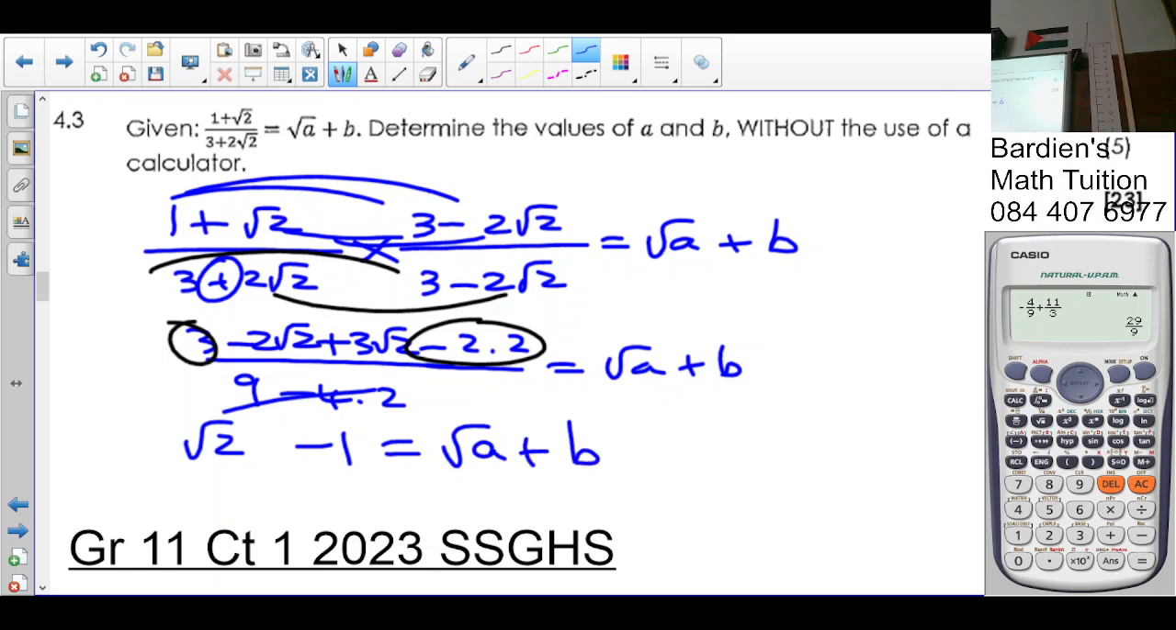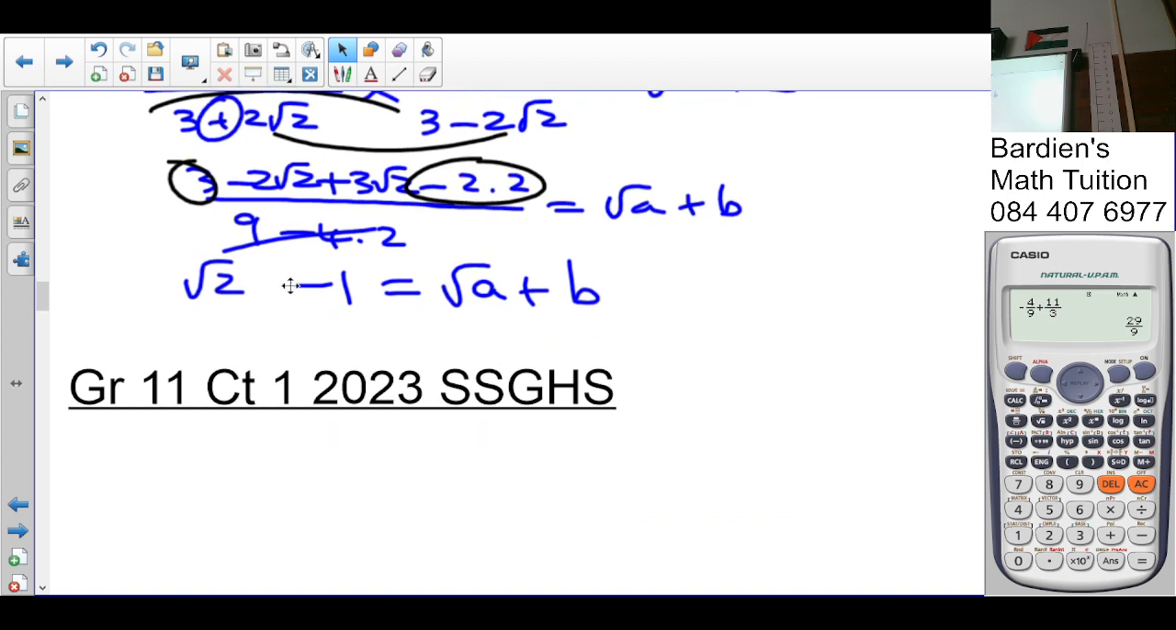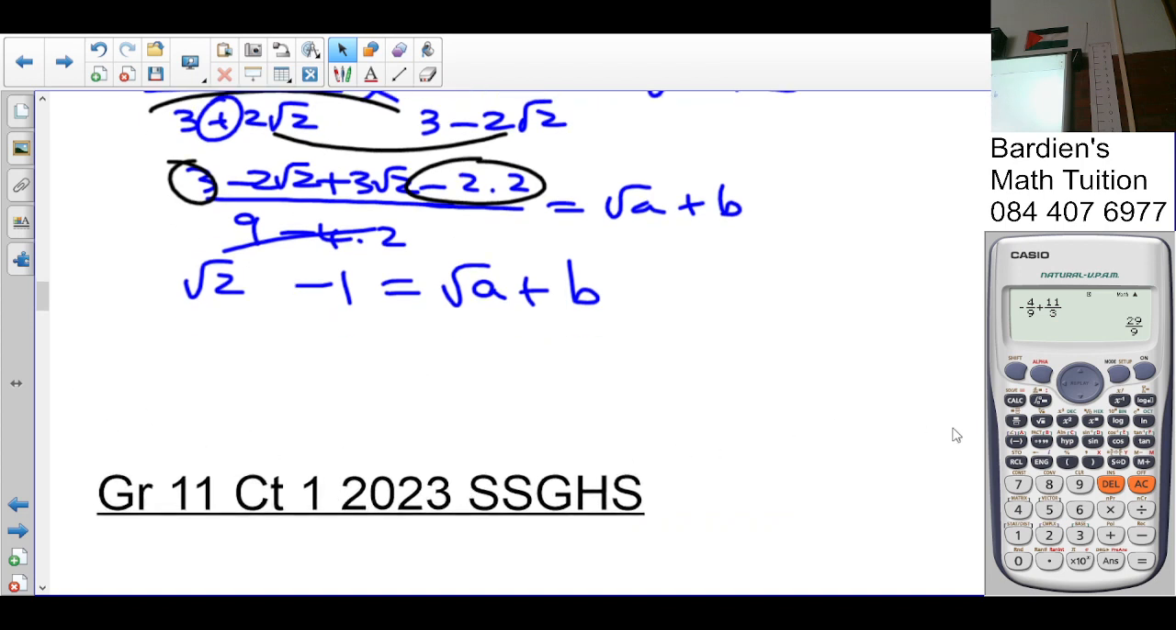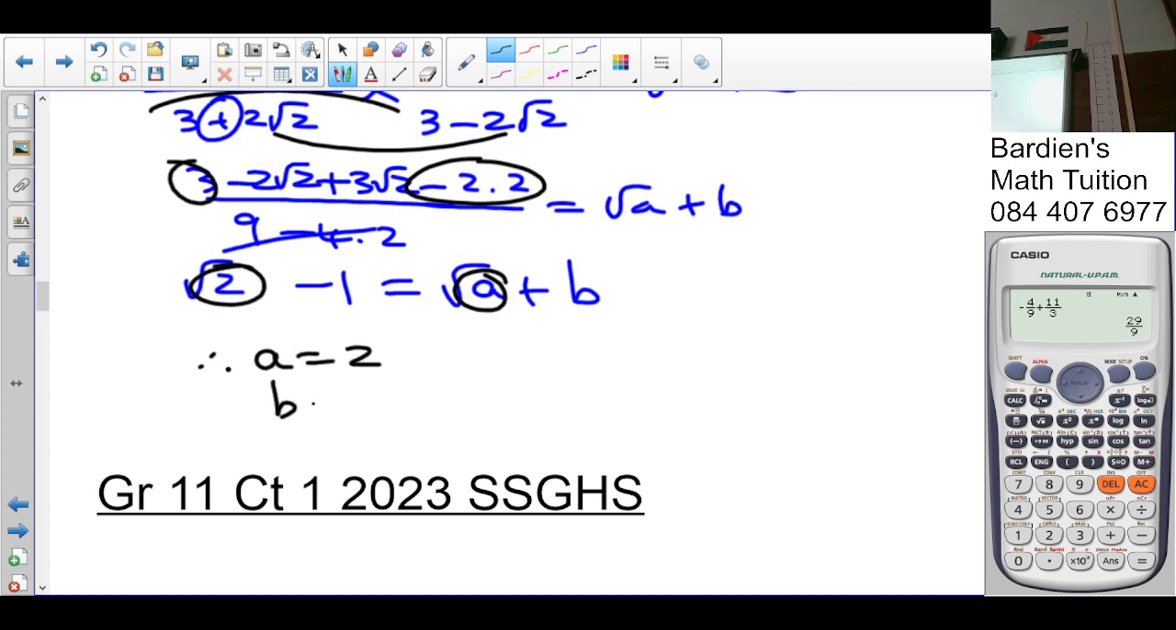But the question was, determine the value of a and b. So therefore, as you can see, in a's place I got the 2. Therefore, a is equal to 2 and b is equal to negative 1.